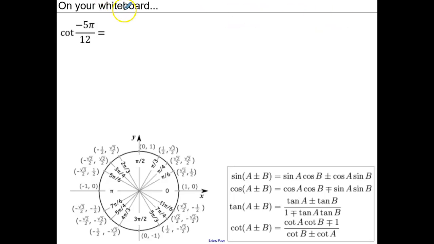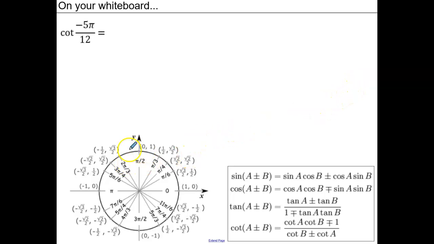Okay, you're going to pause the video and, on your dry erase board or scrap paper, go ahead and use a sum or difference identity to evaluate the cotangent of negative 5 pi over 12 for an exact solution. And then you can resume the video when you're ready to check your answer.